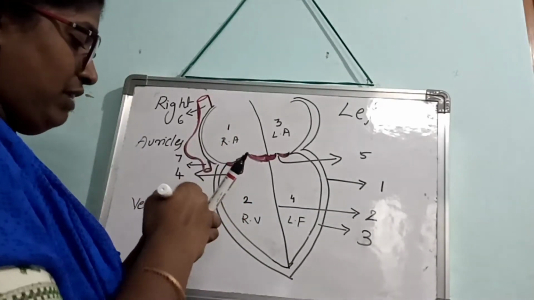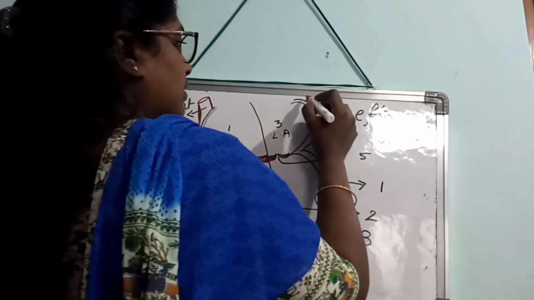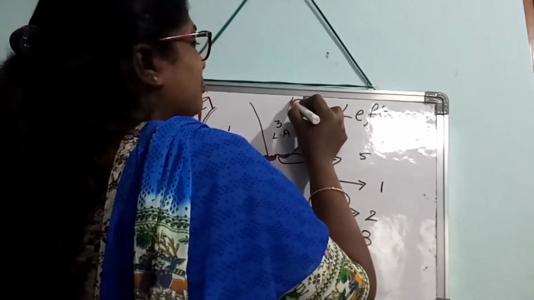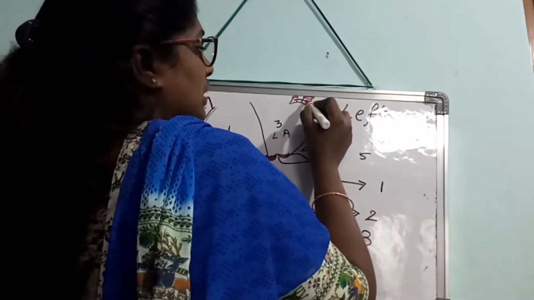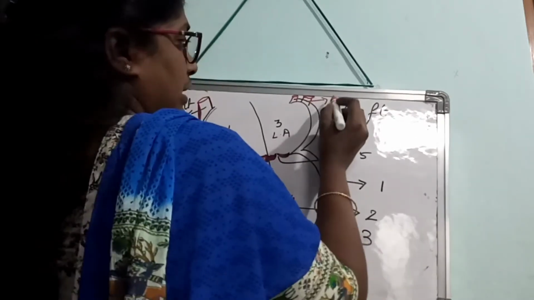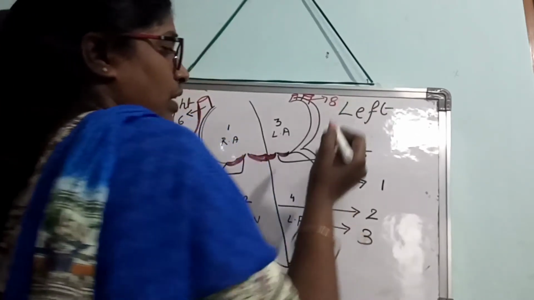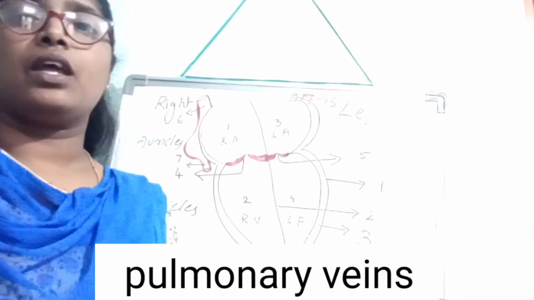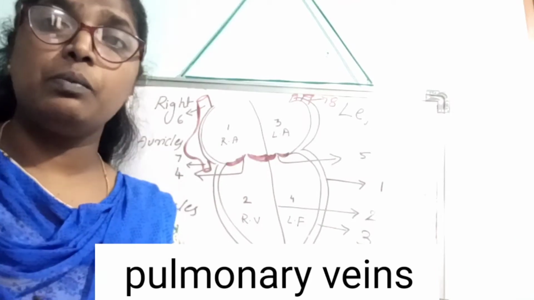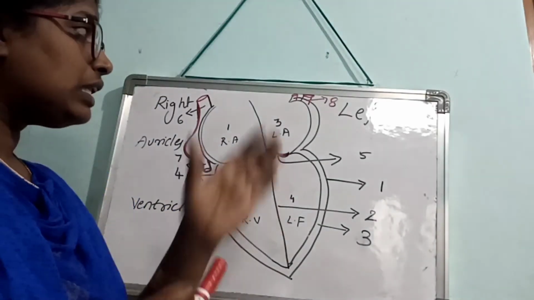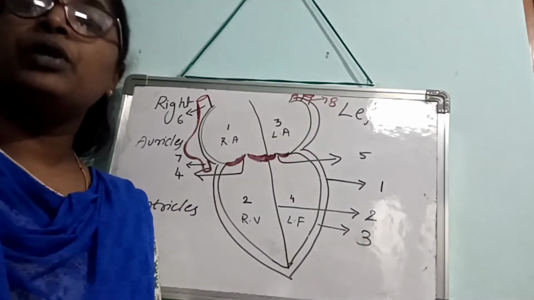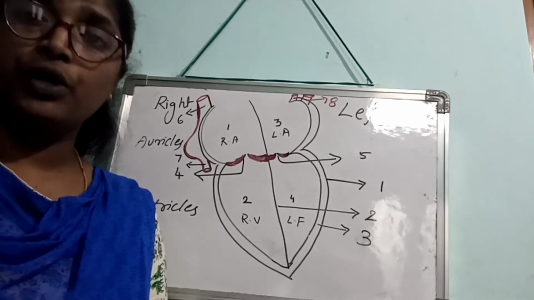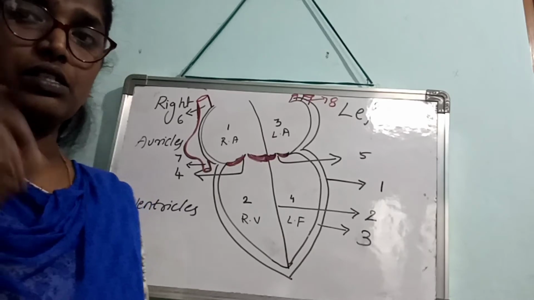We have another vessel here. These are number 8, pulmonary veins. These bring pure blood from the lungs.